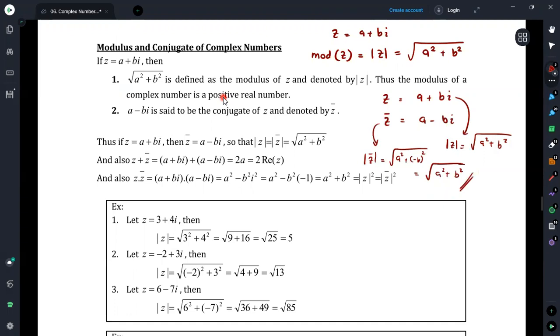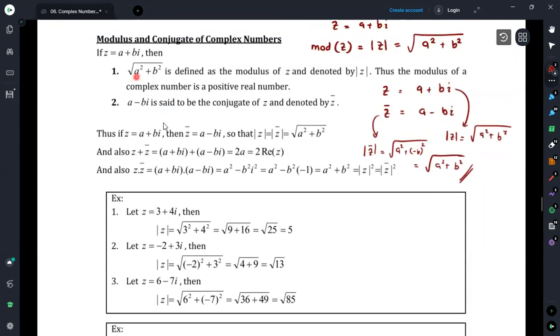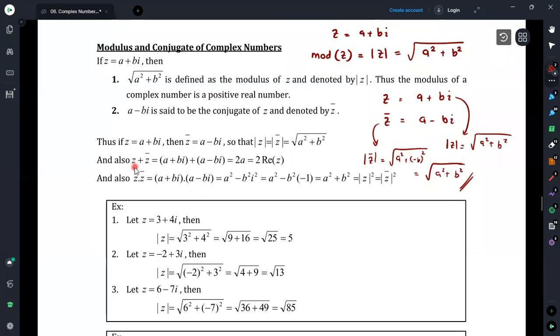Therefore, we can say this as well. If you take the modulus of a complex number and the modulus of its conjugate, you will get equal values. And if you add a complex number and its conjugate, then you get a real number. It is just 2 times the real part of the complex number. That's why it is denoted as 2 times the real part of z.